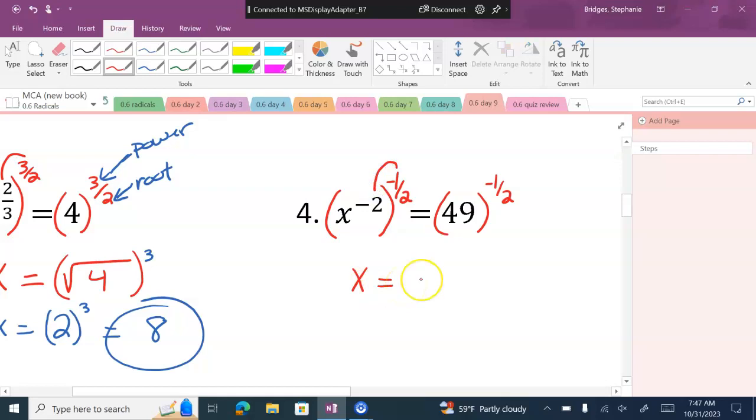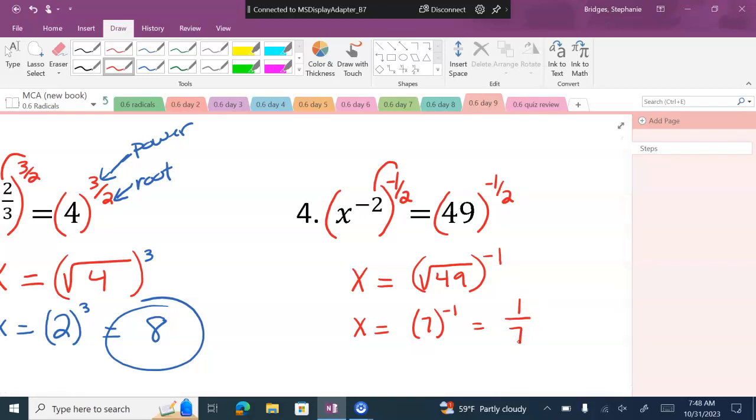What root of 49 am I going to take? The square root. And then I'm going to raise that to the -1 power. What is the square root of 49? Okay. And then 7 to the -1 power is just 1/7. And then you can always do the check in the calculator. Put the fraction 1/7 in the calculator, raise it to the -2 power. It should give you 49.